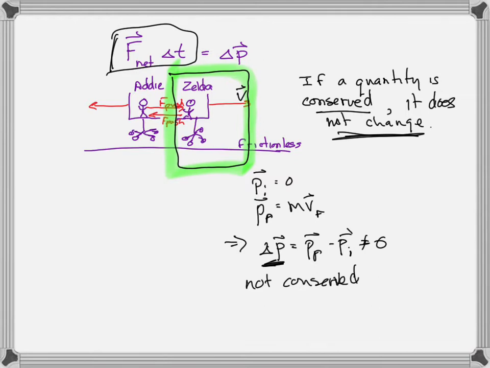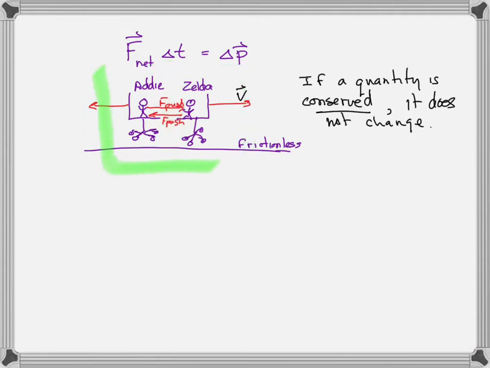And then we ask the same question for Addie. Is Addie's momentum conserved? And the answer is no. Addie's momentum is not conserved either. Addie's momentum starts at 0 and ends at m v. Maybe a different m v, because she might have a different m, but delta p is not 0 and Addie's momentum is not conserved. But what about the system? What if we don't treat Addie and Zelda separately, but we treat them as a system? Is the momentum of that system conserved?